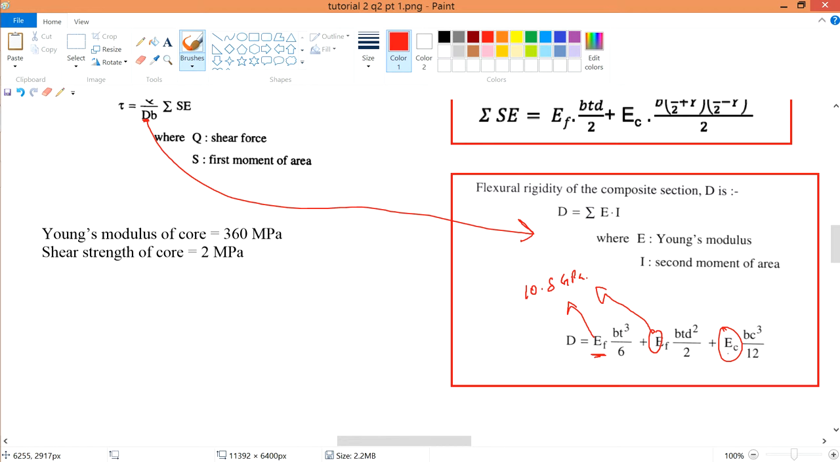However, the Young modulus of your so-called core is in terms of 360 MPa. So be careful in the SI unit, megapascal and gigapascal. Be very careful of that. If you want to change things to megapascal, you have to times 10 to the power of 3 megapascal. Hopefully this is pretty clear. And then the shear strength of your core is 2 MPa. I don't know how you're going to apply it in.